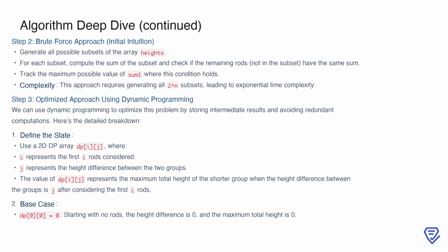The base case for this table is straightforward. If no rods are considered, the height difference is 0, and the maximum height of the shorter group is also 0. This is captured in dp[0][0] = 0.